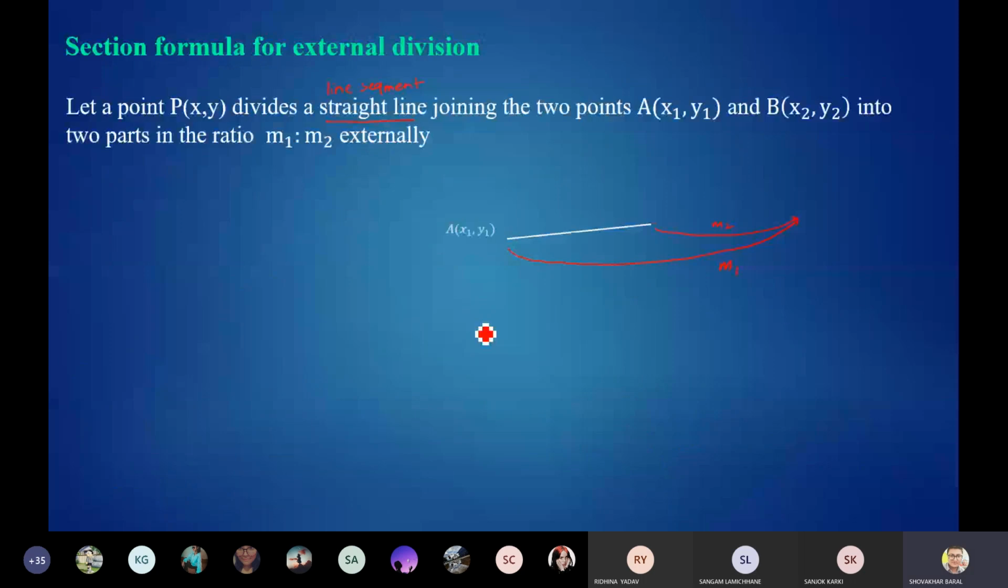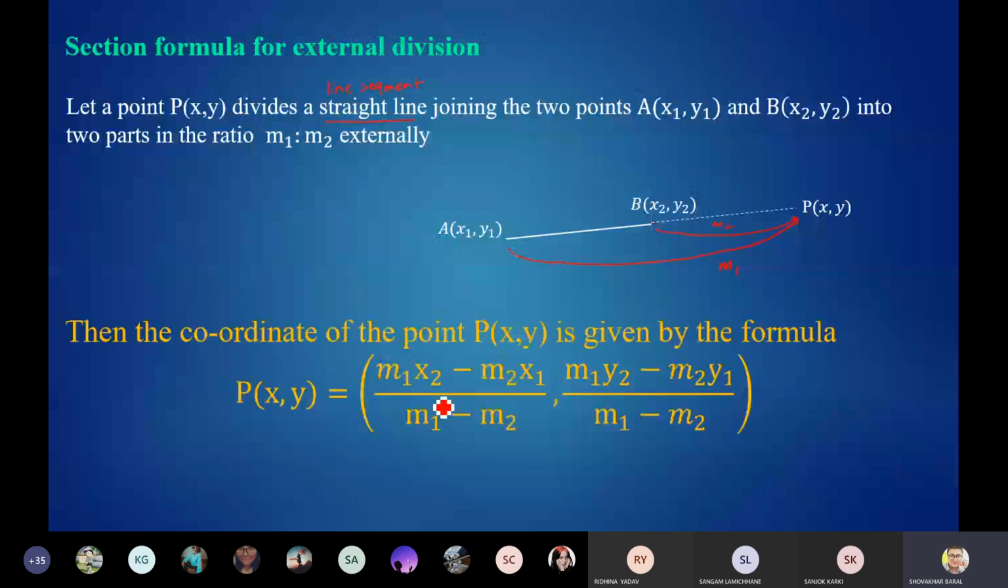Okay, section formula for external division, as a few students replied earlier, it is m1 x2 minus m2 x1 by m1 minus m2, comma m1 y2 minus m2 y1 divided by m1 minus m2. This is the section formula for external division. Okay, there is the minus sign. This is the only difference between the internal division and the external division.